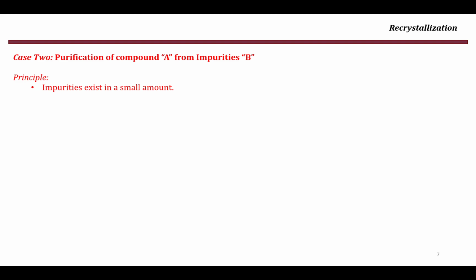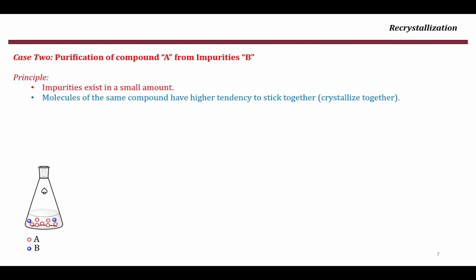The principle is that the impurities usually exist in a small amount in a compound. And there's another principle which I talked about in the previous video: molecules of the same compound have a high tendency to stick together. Molecules of the same kind will always try to stay together, and they will try to keep all the other molecules which don't belong to the same compound out. Based on these two principles, we will be able to use recrystallization to remove impurities.